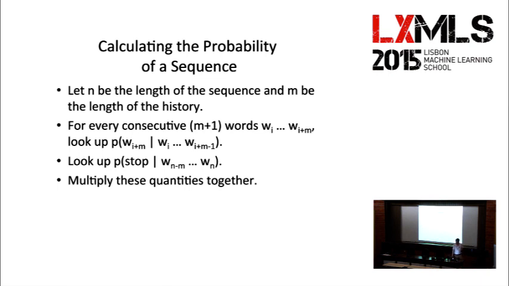Okay, so let's talk about the first one. I'm going to give you a sequence. Suppose that it's n words long. And we're going to use an mth order language model. So that means that each probability is conditioning on m minus 1 previous words. So the way this will work, it's very simple. For each of the words in turn, going from 1 to n, I'm going to look up the history. And then I'm going to look up the probability of the next word given the history. Okay, so now I've got n of these things plus 1 for the stop symbol at the end. What do I do with them?